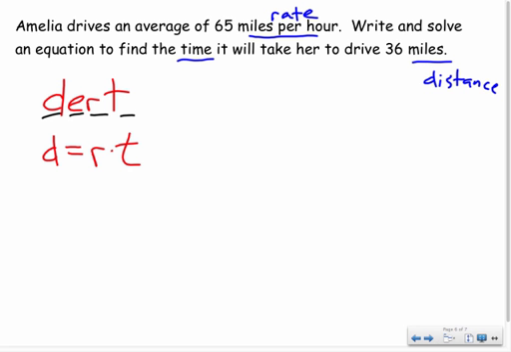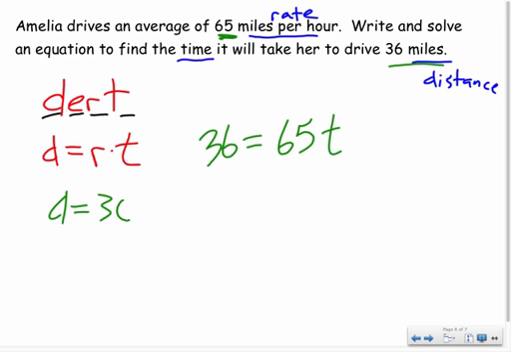So I look here, I'm going to use that formula and plug in information that I know. So do I know the distance? Yeah, it took her 36 miles to drive. So 36 for D. The rate I know is 65 miles per hour. So 65 for the rate. And I do not know what the time is, so I leave T. Right, so our distance was 36. Our rate, we said, was 65. T, we don't know.